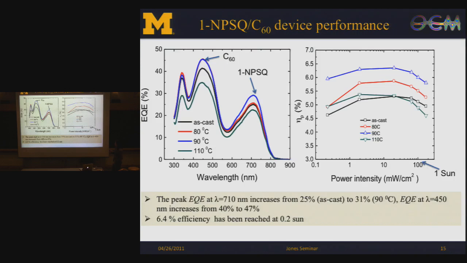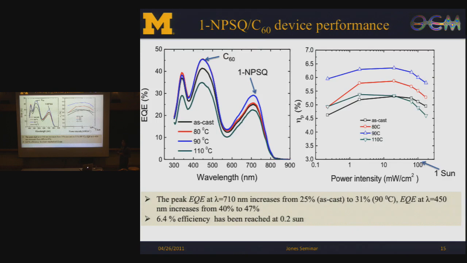The right image shows the efficiency versus power intensity of those 1MPSQ C60 devices. You can look at the power intensity as like different weather conditions. The lower power intensity can represent a rainy or windy day, and the large power intensity can be looked at as like a sunny day. But in terms of the weather change or the different power intensity change, our device has a very stable performance.